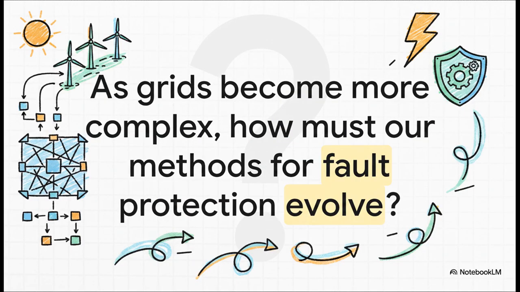And all this leads to a final, really important question. You see, our power grids are changing fast. We're adding in all sorts of renewable energy, smart grid technology, and more complex connections. So as this grid continues to evolve, how do our methods for calculating, predicting, and protecting against faults need to change to keep up?